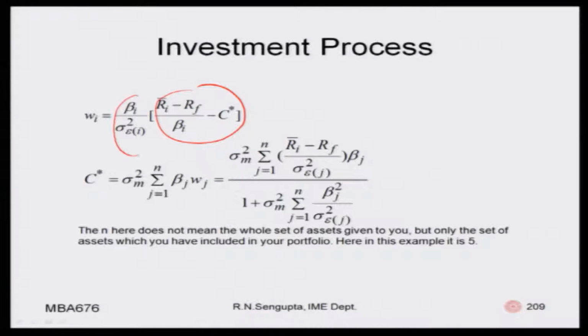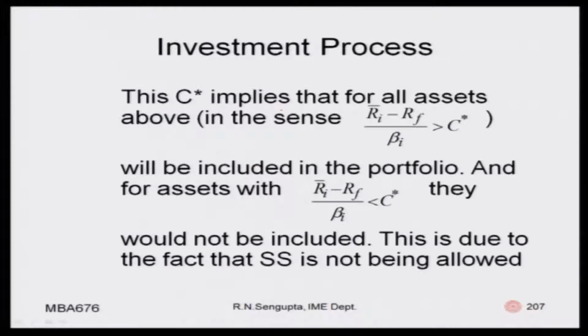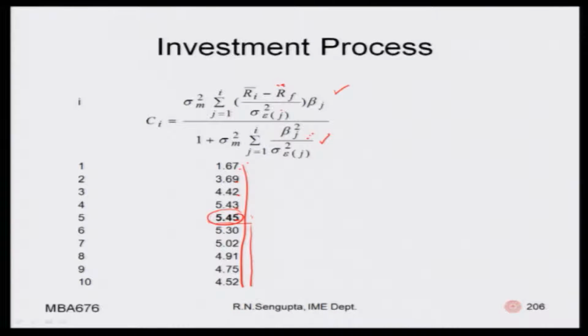So, Wi's will be given by the formulas which you can check in the book by this one, and the C star value which you have already found out is given by the equations till the nth stock where it is positive. So, this n does not mean the whole set of stocks, as I was mentioning. So, it will be some small subset of this. Whole set of assets is not included, but only the set of assets which have been included in the portfolio. Hence, in our example, it is 5. So, if you go back, first, second, third, fourth, fifth are included. Hence, n is equal to 1 to 5.